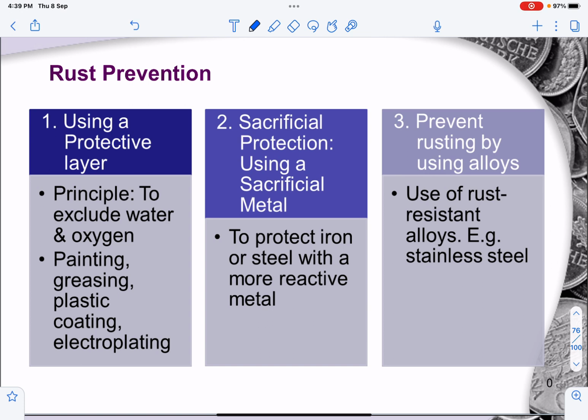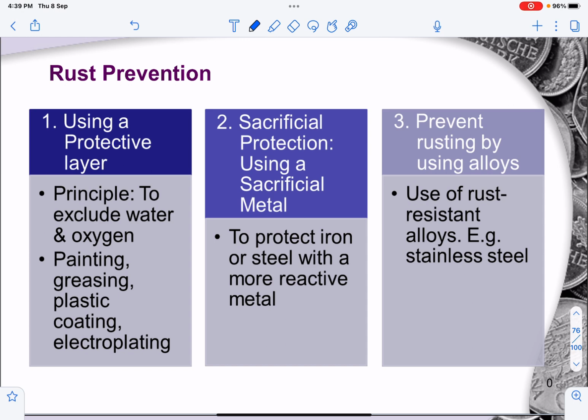Some ways to prevent rusting, right, is like using a protective layer by covering the metal. You paint it, you grease it, plastic or whatever you do it. It helps to prevent the contact of your air with the metal itself. So you actually want to exclude either water or oxygen. Why water? Because let's say you're in the boat, you paint it to form this physical barrier between the water of the sea and the metal of the boat.